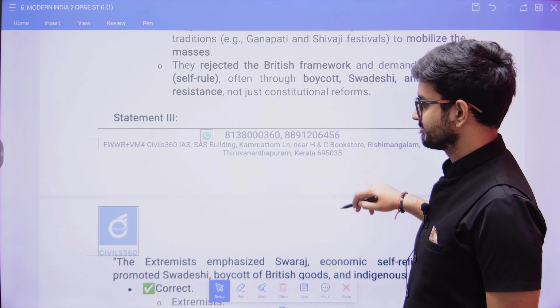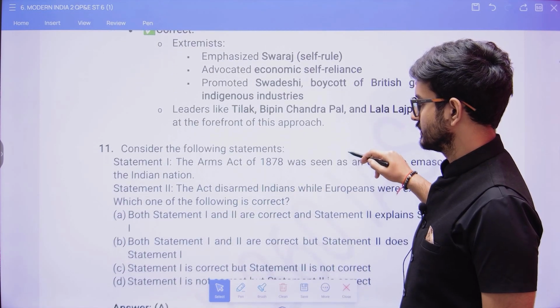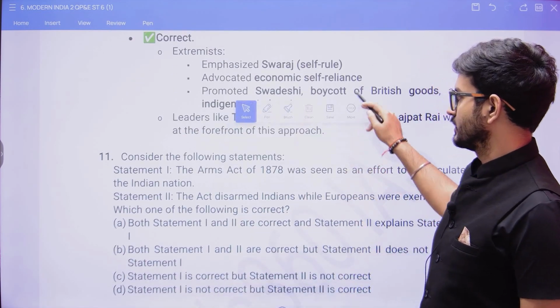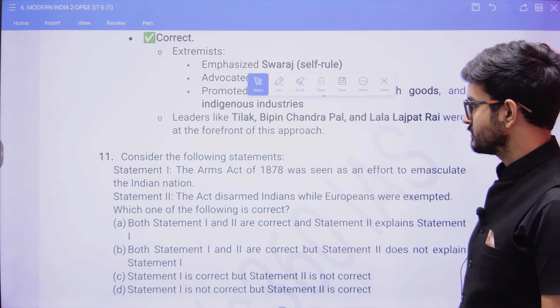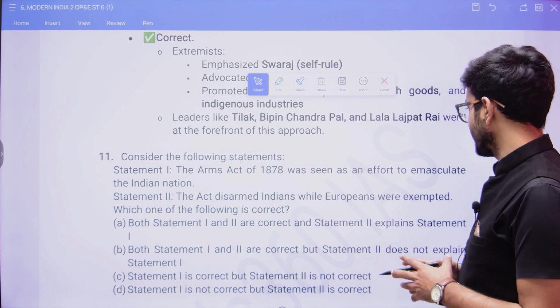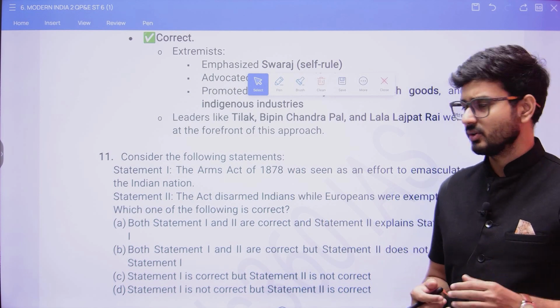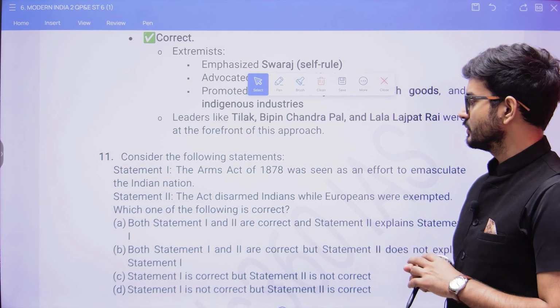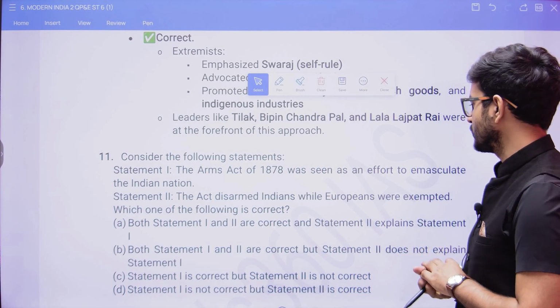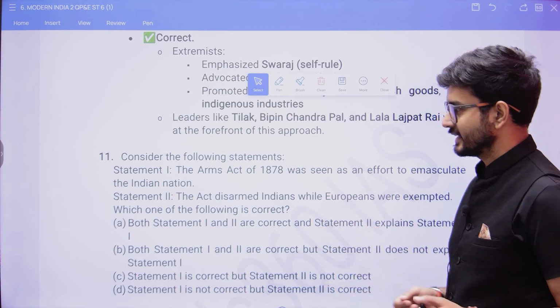Then the next one is here. Consider the following statements. Statement 1: the Arms Act of 1878 was seen as an effort to emasculate the Indian nation, that means to suppress. Emasculate is a negative term. Statement 2: the act disarmed Indians while Europeans were exempted. Which one of the following is correct?